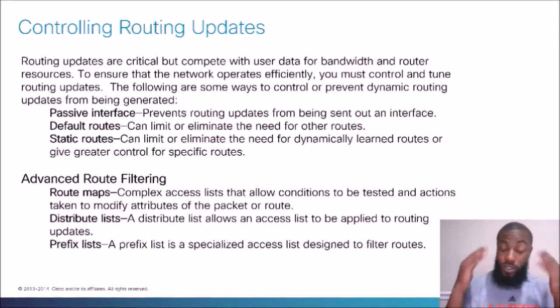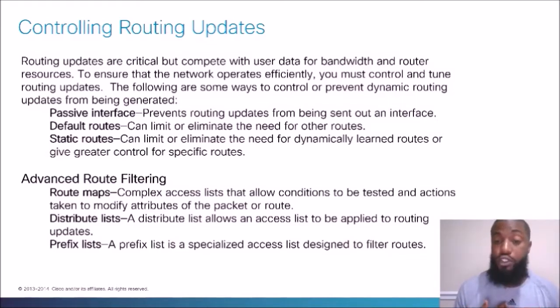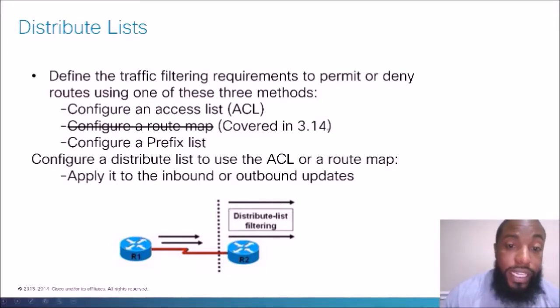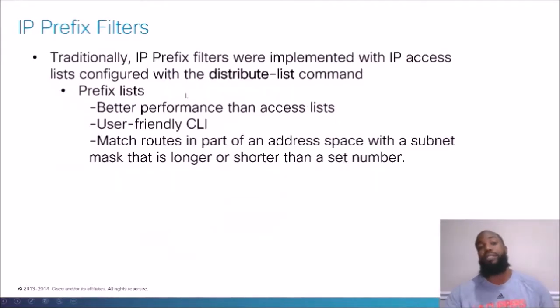I had that kind of difficulty. I say this a million times because that's how I'm going to try to remember it when I watch these videos. Again, distribute lists define the traffic filtering requirements to permit or deny routes using one of these 3 methods, like we just said: ACLs, route maps, which will be covered in 3.14, and prefix lists, which we'll be covering today. This image, we talked about this in the last video too. I'm just going to run through these slides so we can get straight to hands-on, because that's the fun part, getting our hands dirty.